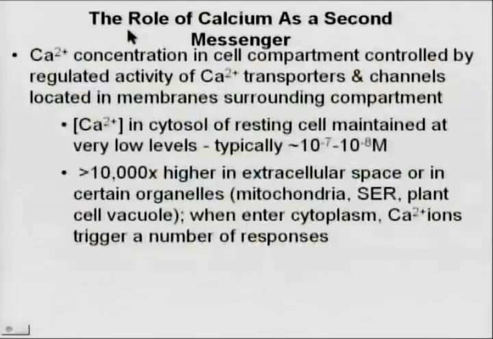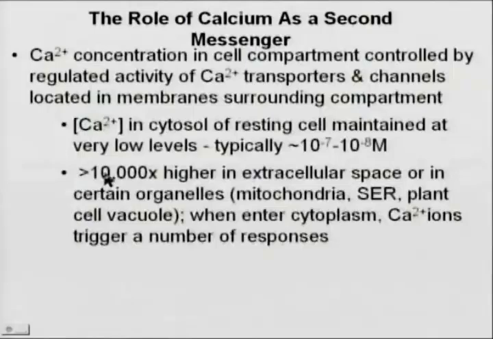target cell. So let's consider further the role of calcium as a second messenger, that calcium concentration in the compartment is controlled by regulated activity of calcium transporters and channels located in membranes surrounding the cytosolic compartment. So the calcium concentration in the cytosol of the resting cell is maintained at very low levels, 10 to the minus 7 to 10 to the minus 8. The greater the negativity, the lower the concentration.